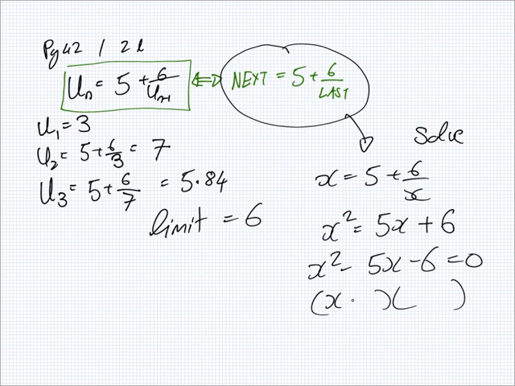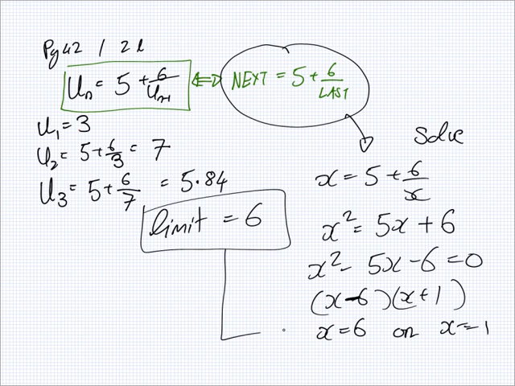Right, do we have factors here? I think we do. Minus 6 and plus 1. So this one here, x minus 6, so what's the root? 6 or minus 1. Now it's obvious which is the right one and which is the wrong one. 6, because we were thinking it should be 6. So this confirms it. The limit is definitely 6.